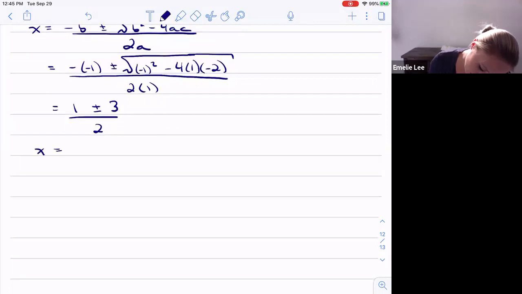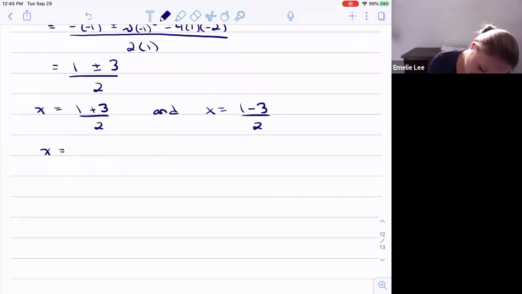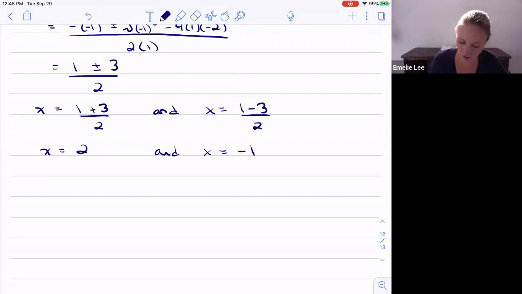So x is going to be 1 plus 3 divided by 2, and x is going to be 1 minus 3 divided by 2. So x is going to be 4 divided by 2, and x is 1 minus 3 is negative 2 divided by 2 is negative 1.